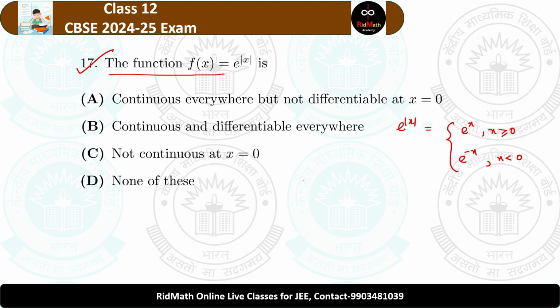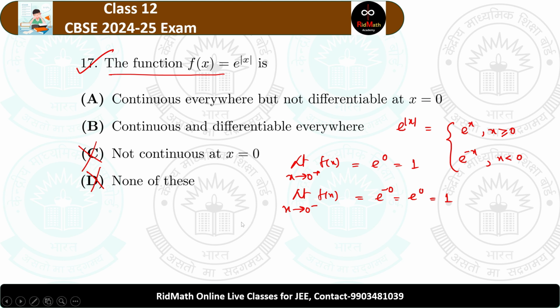So the limit as x tends to 0 plus of f(x) is equal to e to the power 0, which is 1. Also the limit as x tends to 0 minus of f(x) is equal to e to the power minus 0, which is e to the power 0, and this is also 1. So it is continuous. So option C is not correct and option D is also not correct. So continuous and differentiable everywhere, and continuous everywhere but not differentiable at x equal to 0.